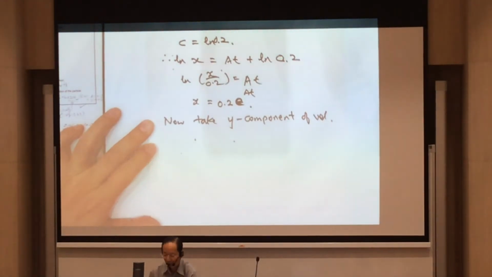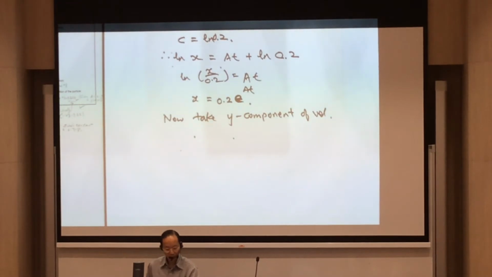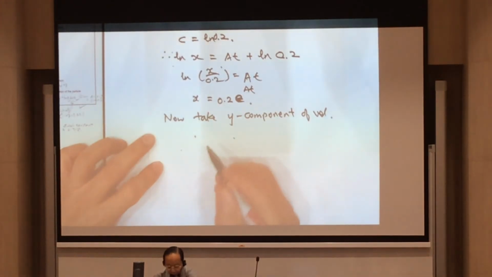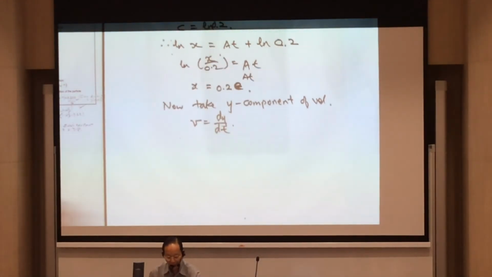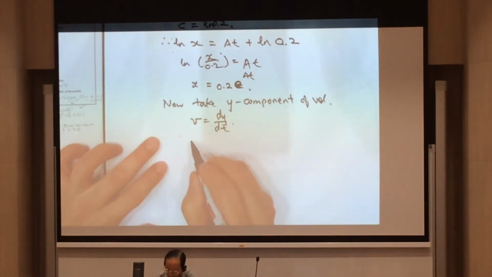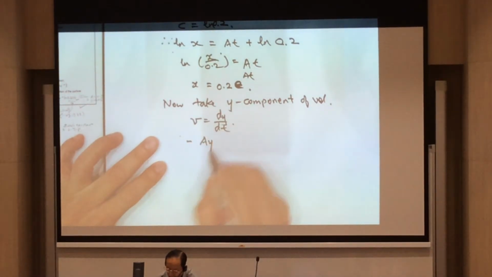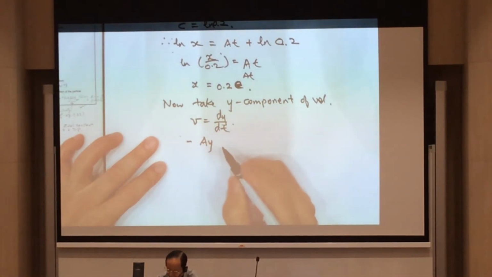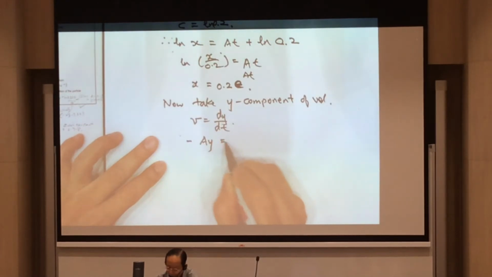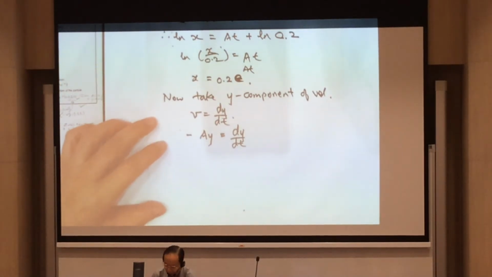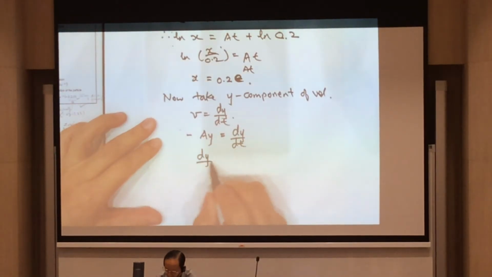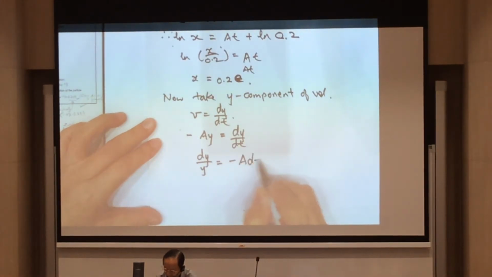Or the velocity. Okay? So, v is equal to dy/dt. In a similar manner, we have v is equal to dy/dt. And then, just as before, v is minus ay, from the first part of this solution. So it's equal to dy/dt. Likewise, dy over y equals minus a dt.